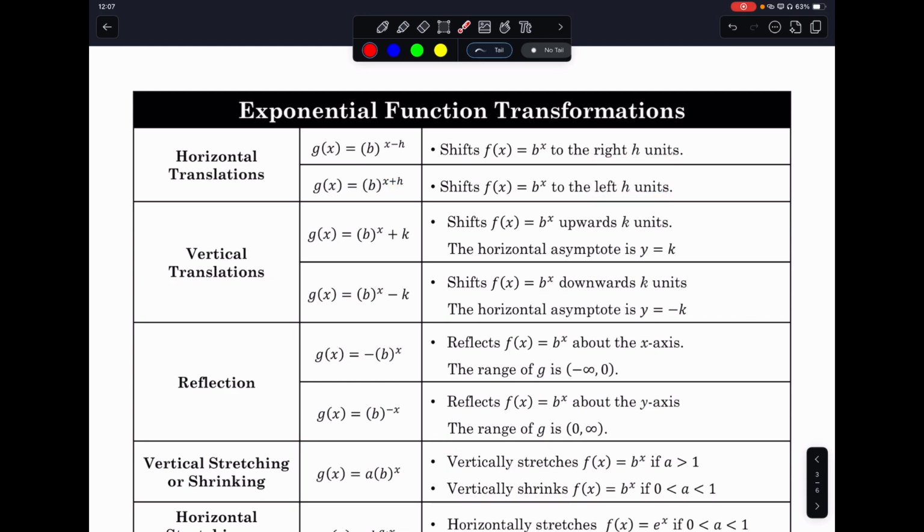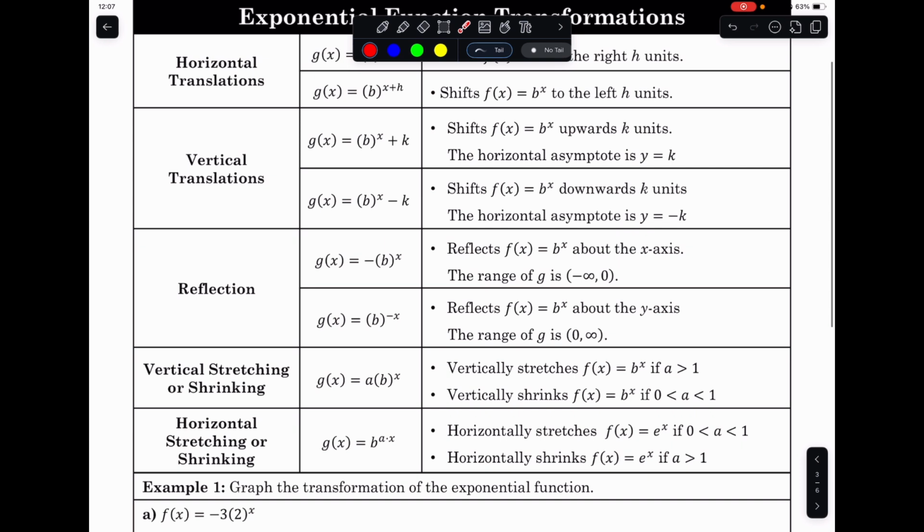Now vertical translations correlate exactly as they're noted: plus k on the outside, not as part of the exponent, but out here, that's going to shift the graph up or down that number of units. Since these exponential functions have a horizontal asymptote on one end, the horizontal asymptote is also going to shift as a result. So here, the horizontal asymptote will be at y equals k, and over here, it will be y equals negative k because of that vertical shift.